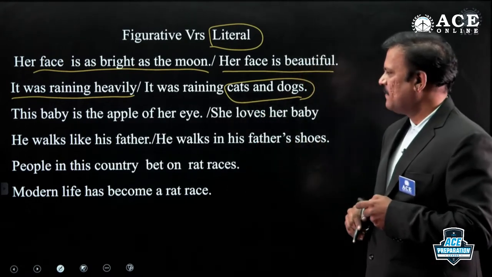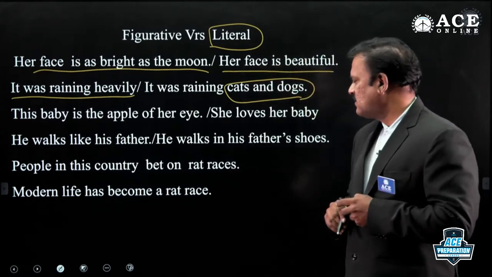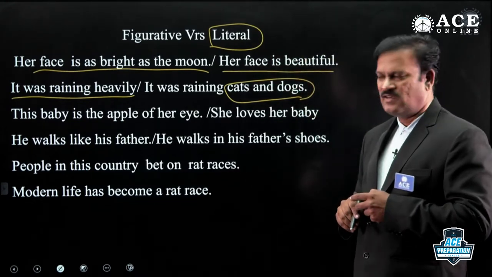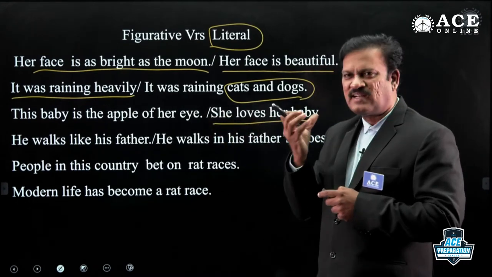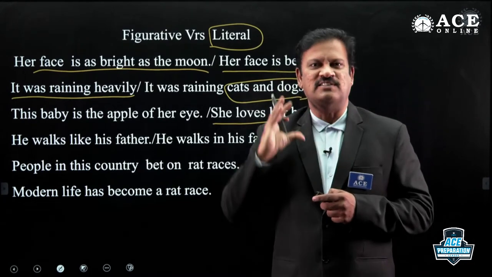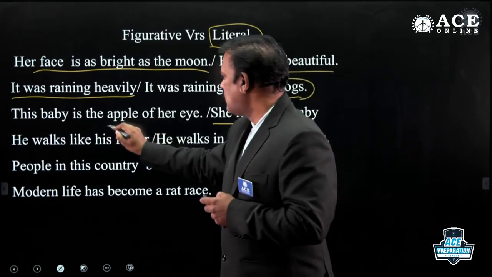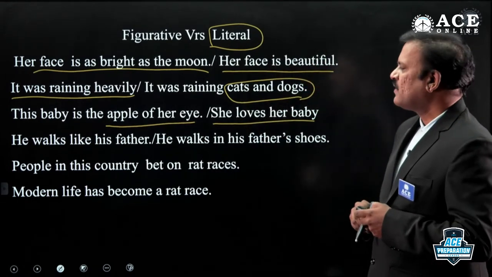We'll come back. This baby is the apple of her eye. She loves her baby. Obviously here, straight meaning. Here I am trying to give my expression with a figure. Apple of her eye. It's called a figurative expression.